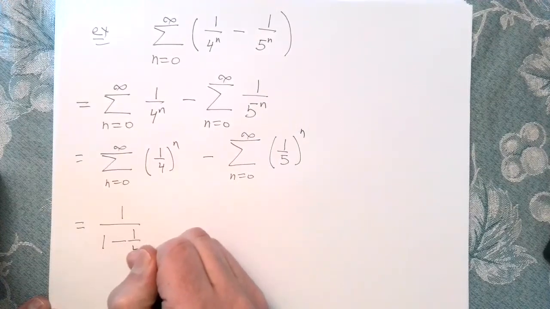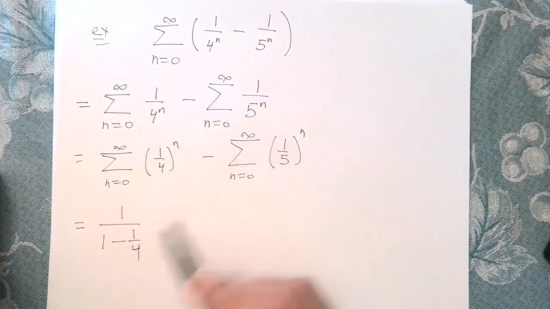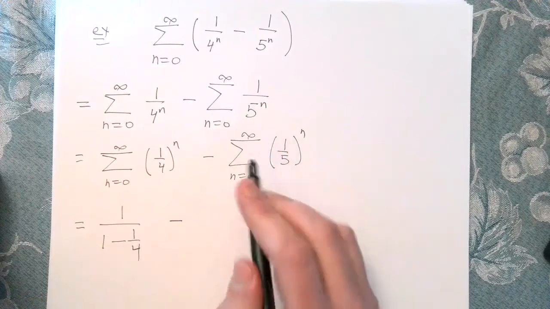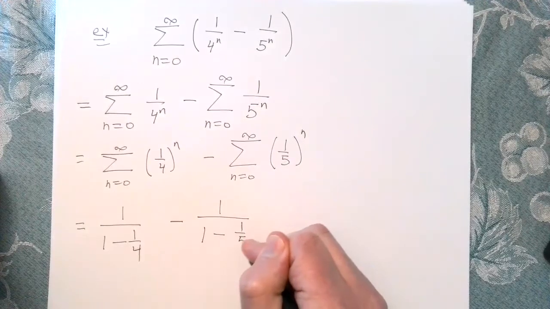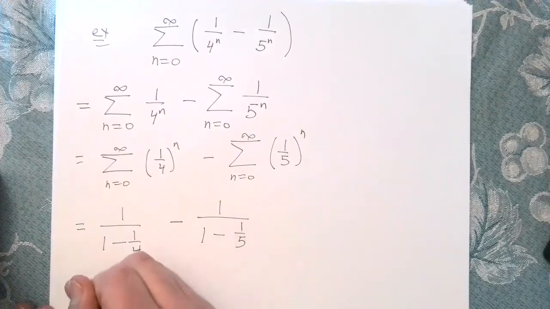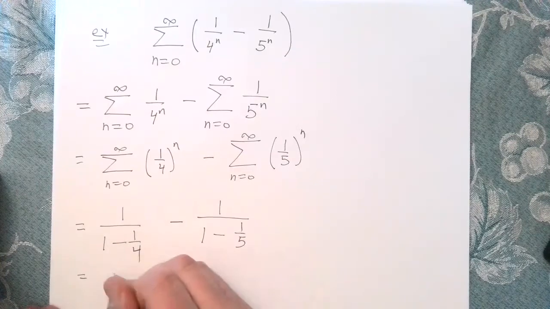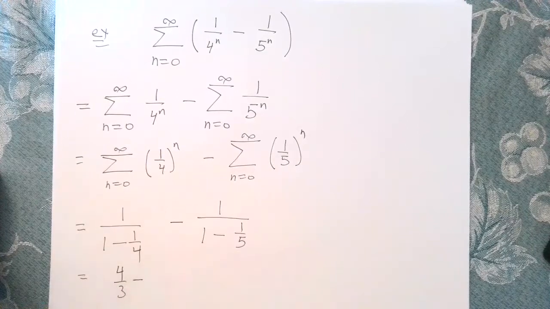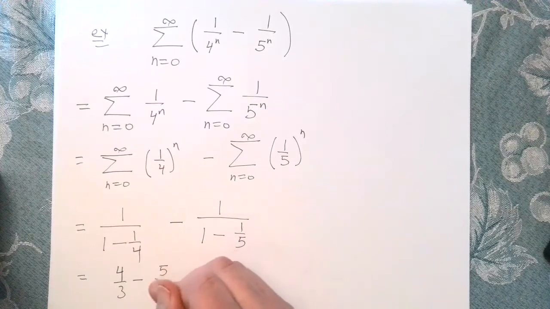So I've got a over 1 minus r minus a over 1 minus r. So we got a little bit of fraction work to do. So this is going to be exactly 3/4, and 1 over means reciprocal. So 1 over 3/4 is 4/3. And so think about this. So 1 minus a fifth is 4/5, and 1 over means reciprocal. So the reciprocal of 4/5 is 5/4.